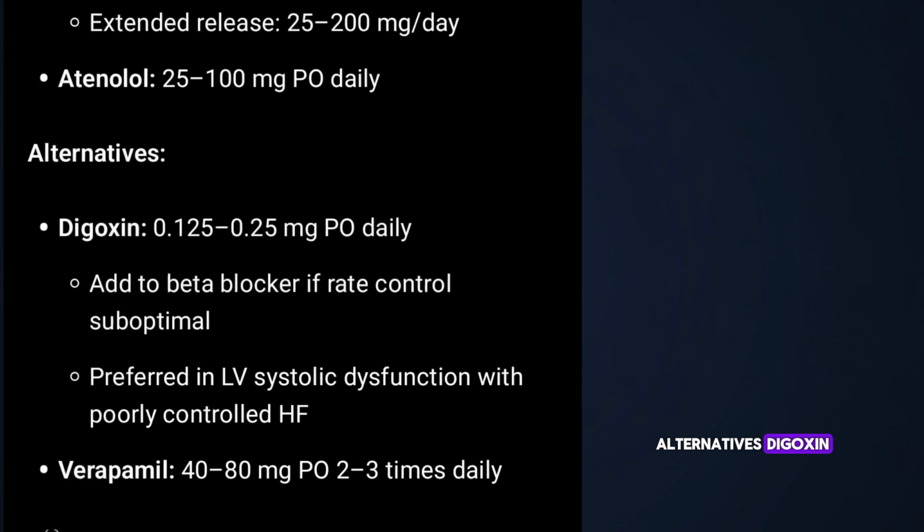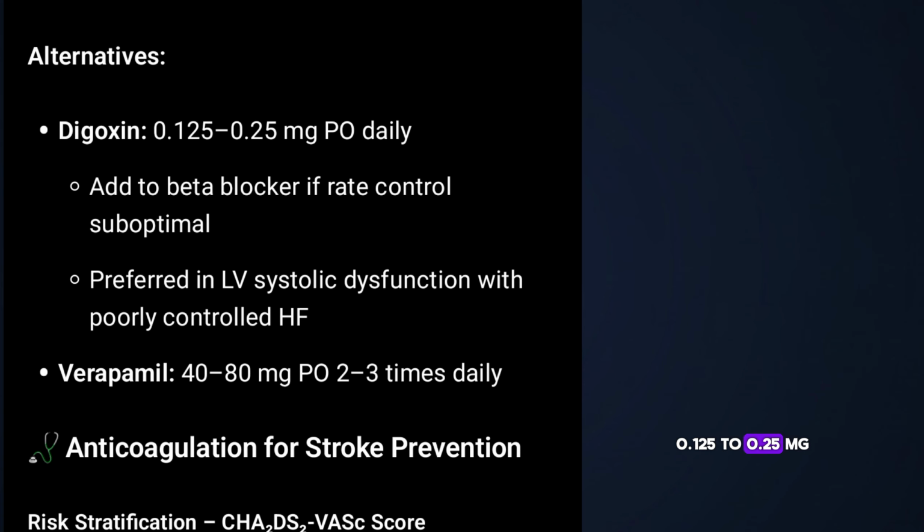Alternatives. Digoxin 0.125 to 0.25 milligrams PO daily. Can be added to a beta blocker when rate control is suboptimal. Preferred agent when heart failure due to LV systolic dysfunction is not well controlled. Or verapamil, 40 to 80 milligrams PO, 2 to 3 times daily.